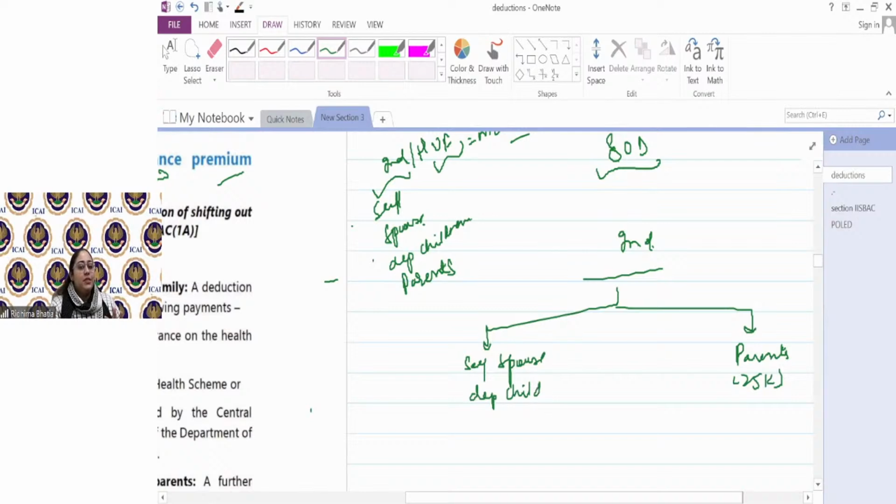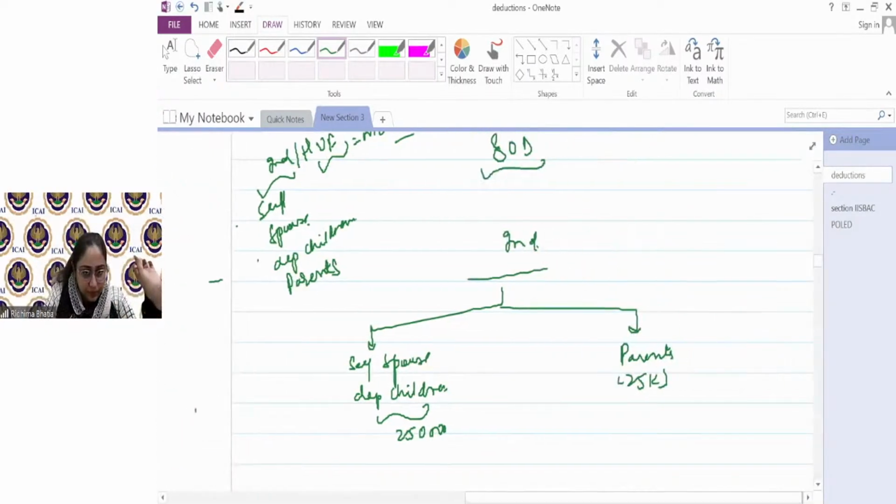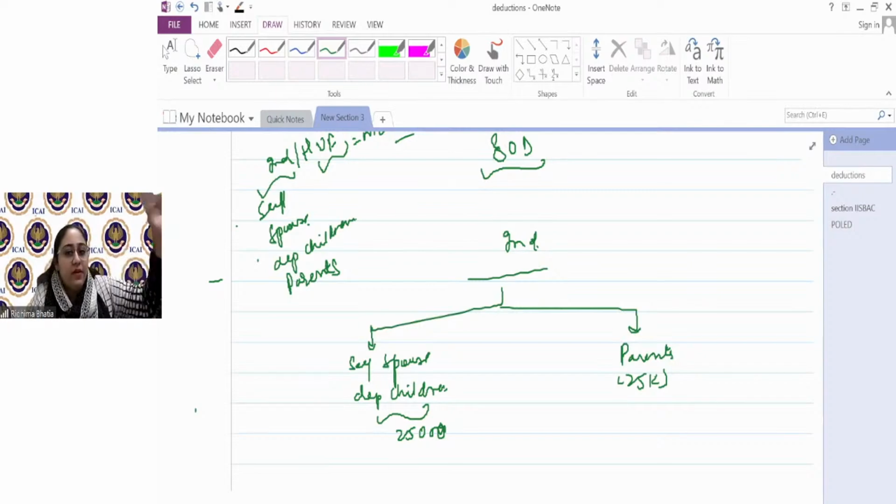मतलब 25,000 for my immediate family, meaning self, spouse, dependent children, and 25,000 for my parents. So suppose I'm paying medical insurance premium for myself for 30,000. So I will only be able to claim 25,000. If I'm paying medical insurance premium of 30,000 for me and 30,000 for my parents, then I would be claiming 25,000 for my limit, and 25,000 for my parents' limit. ठीक है. So total हो जाएगा 80D में 50,000.